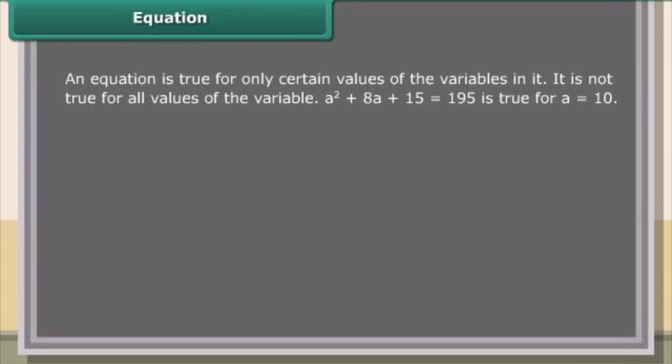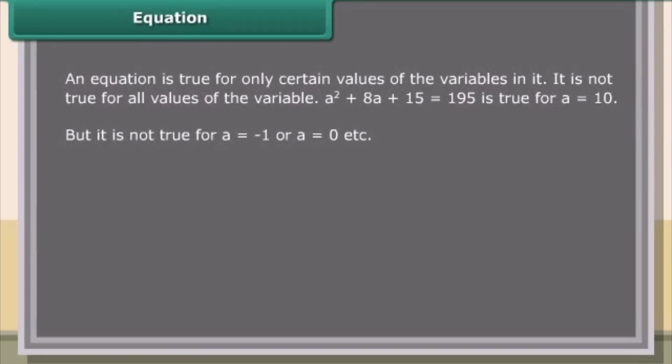Equation. An equation is true for only certain values of the variables in it. It is not true for all values of the variable. A squared plus 8a plus 15 is equal to 195 is true for a equal to 10, but it is not true for a equal to minus 1 or a equal to 0, etc.